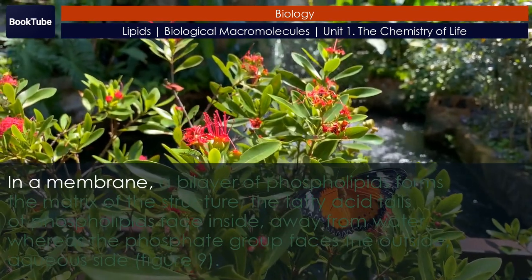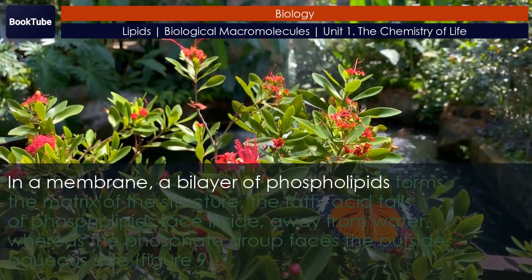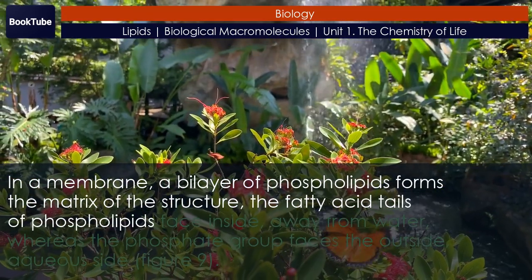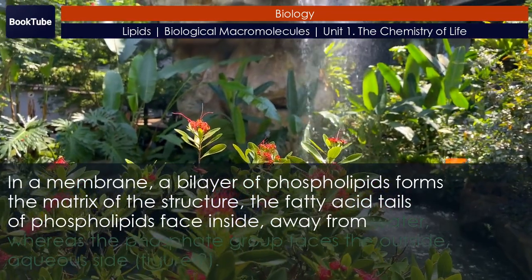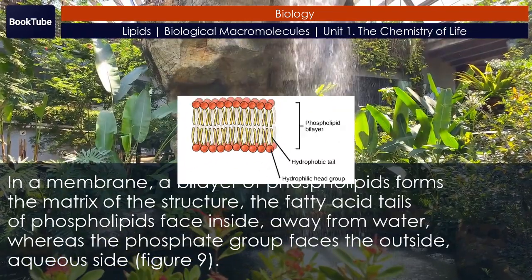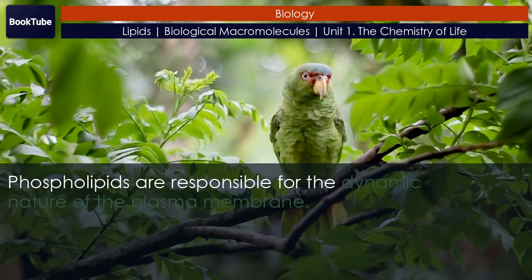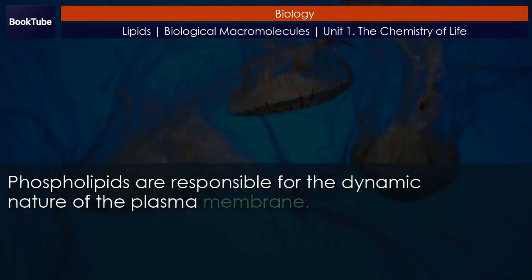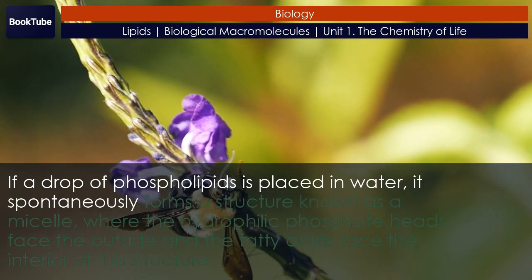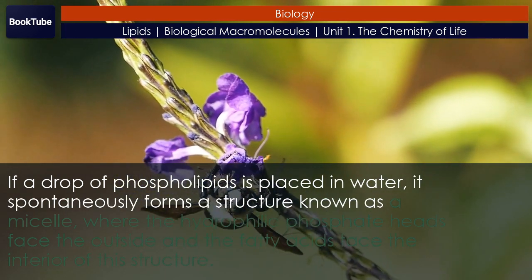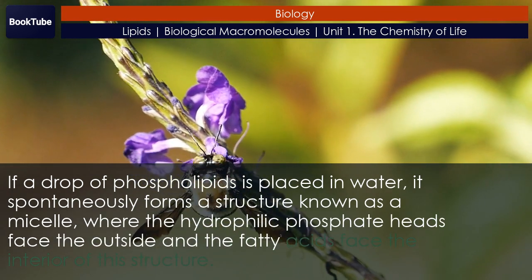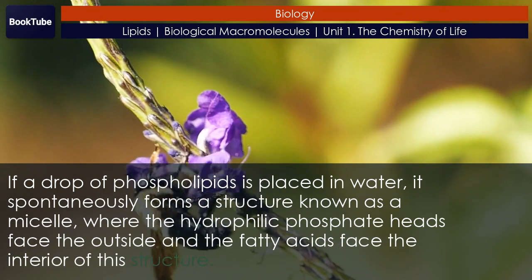In a membrane, a bilayer of phospholipids forms the matrix of the structure. The fatty acid tails of phospholipids face inside, away from water, whereas the phosphate group faces the outside, aqueous side. Figure 9. Phospholipids are responsible for the dynamic nature of the plasma membrane. If a drop of phospholipids is placed in water, it spontaneously forms a structure known as a micelle, where the hydrophilic phosphate heads face the outside and the fatty acids face the interior of this structure.